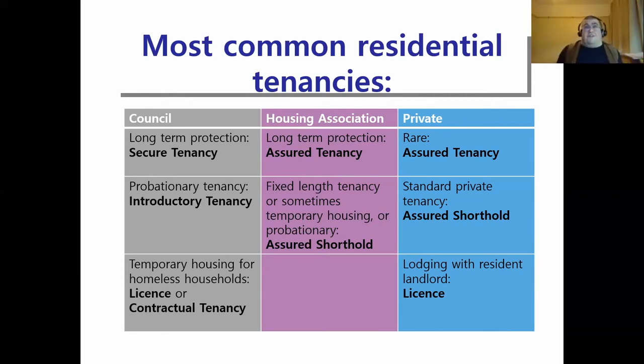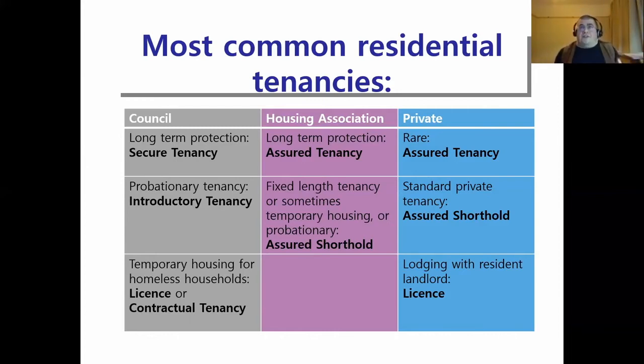If you're a housing association tenant with long-term protection, then you'll probably have an assured tenancy, which is like a secure tenancy, but with different grounds for possession. So a landlord would still need to apply for a court order to evict you, only on specified grounds for possession, but you have to look at different grounds for possession than with secure tenants.